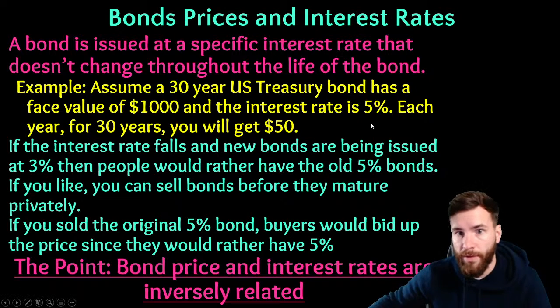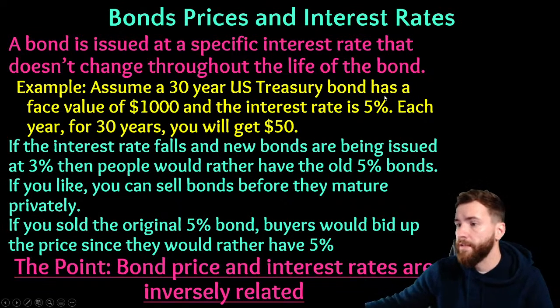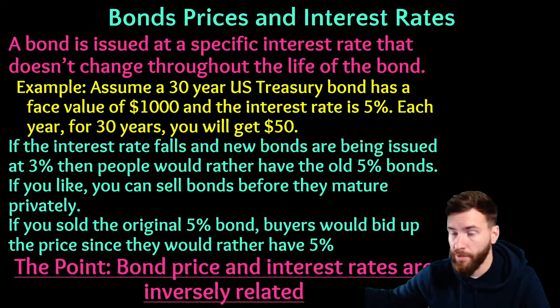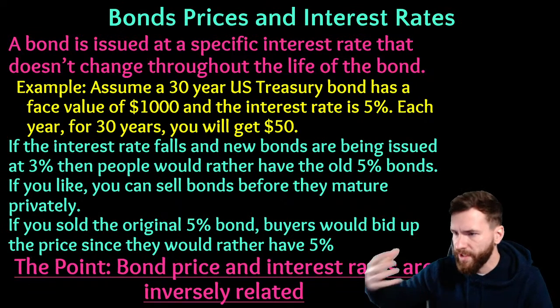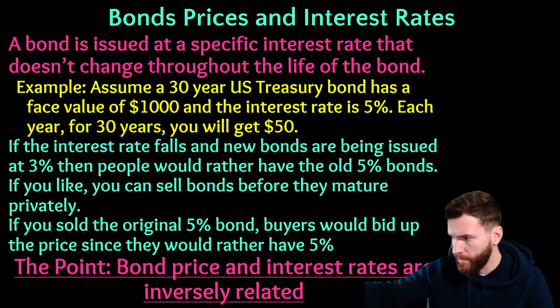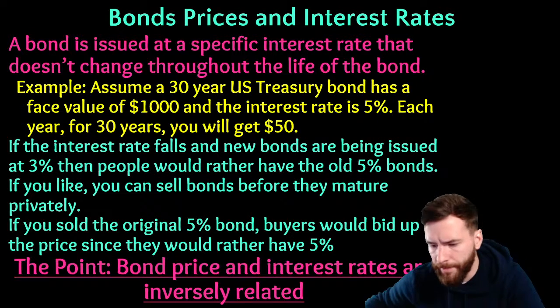Alternatively, if interest rates go from 5% to 10% and you want to sell your bond, people aren't going to pay $1,000 for your 5% bond when they can just go to the Fed and buy a $1,000 bond at 10%. So if you want to sell your bond, you're going to have to take a lower price. That's the idea. Bond prices and interest rates are always inversely related. Just make sure you understand that. We're talking about previously issued bonds, the value of those bonds, and what you could get through those in the open market, in a private market.